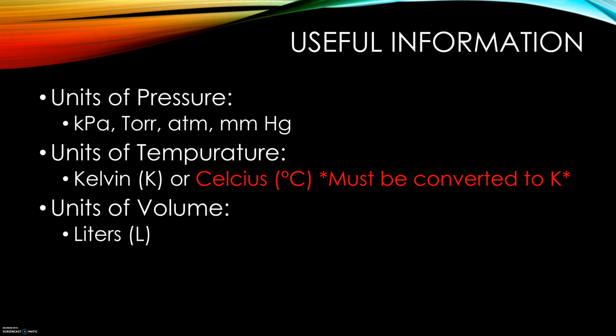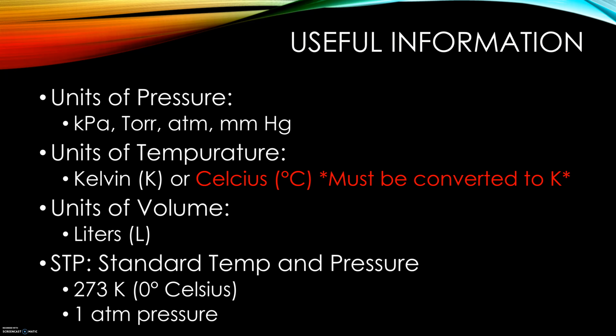Scientists have universally agreed that when we conduct an experiment at a specific condition, we want to agree on the temperature and the pressure. In this case, STP is 0 degrees Celsius and 1 atmosphere in pressure. Now, 0 degrees Celsius, if you convert it into Kelvin, is 273 Kelvin.